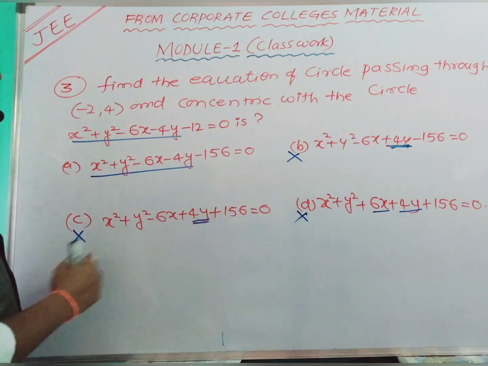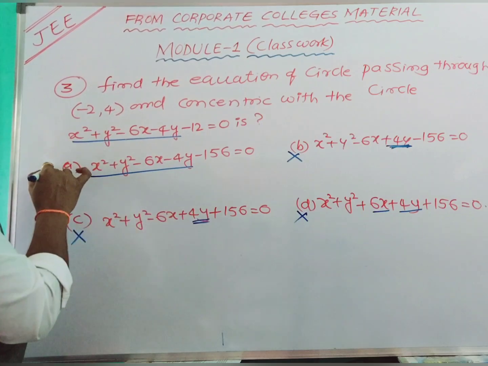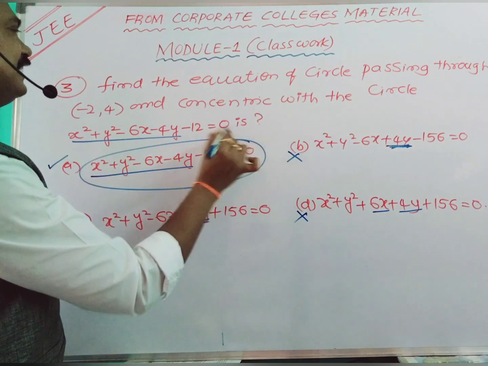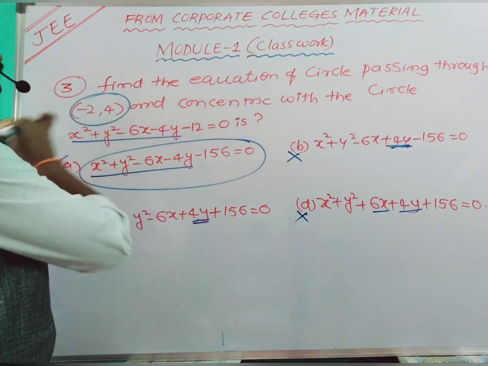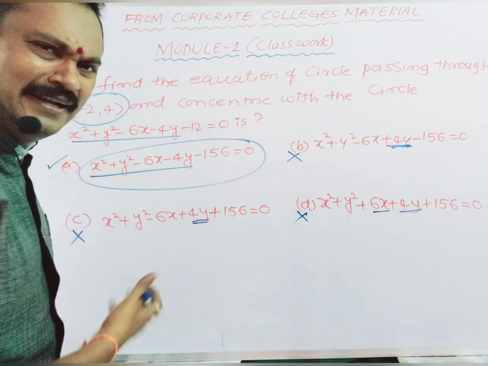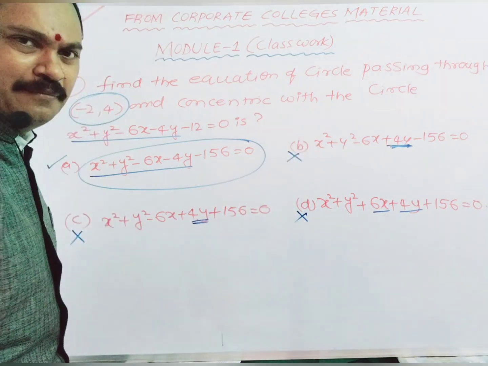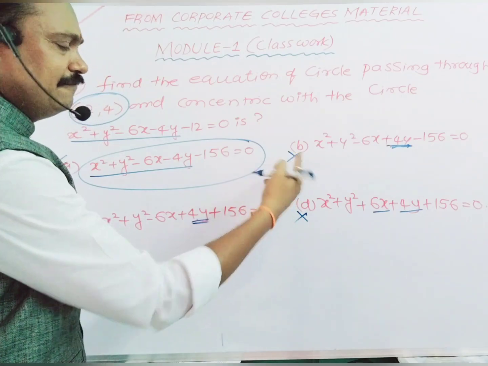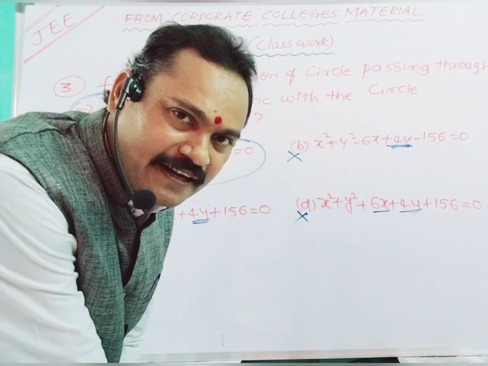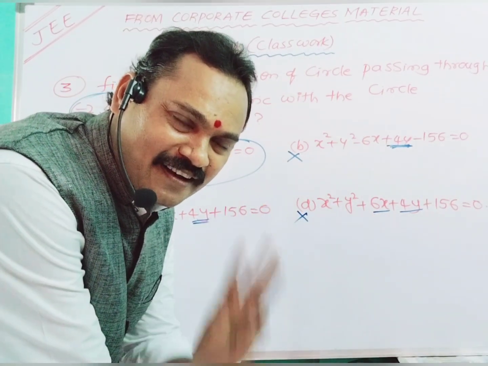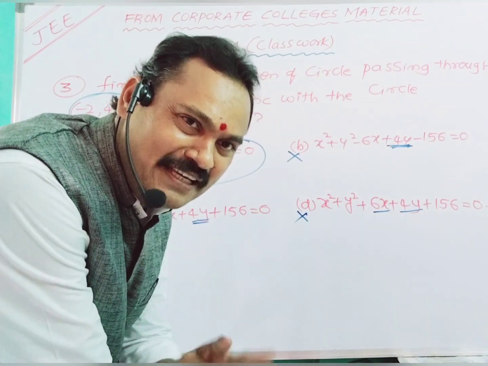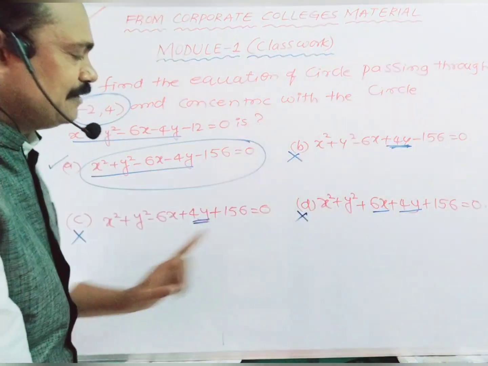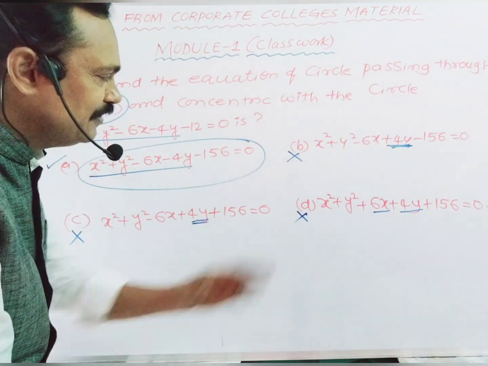And you can even confirm that this circle is satisfied by the point minus 2 comma 4. But there is no need here. By verifying the first option only, we can confirm what we have verified: in concentric circles, the first four terms must be the same. In the first option only, the 4 terms are similar, and the remaining 3 options differ. So these 3 options are ruled out. Okay, chalo, move on.